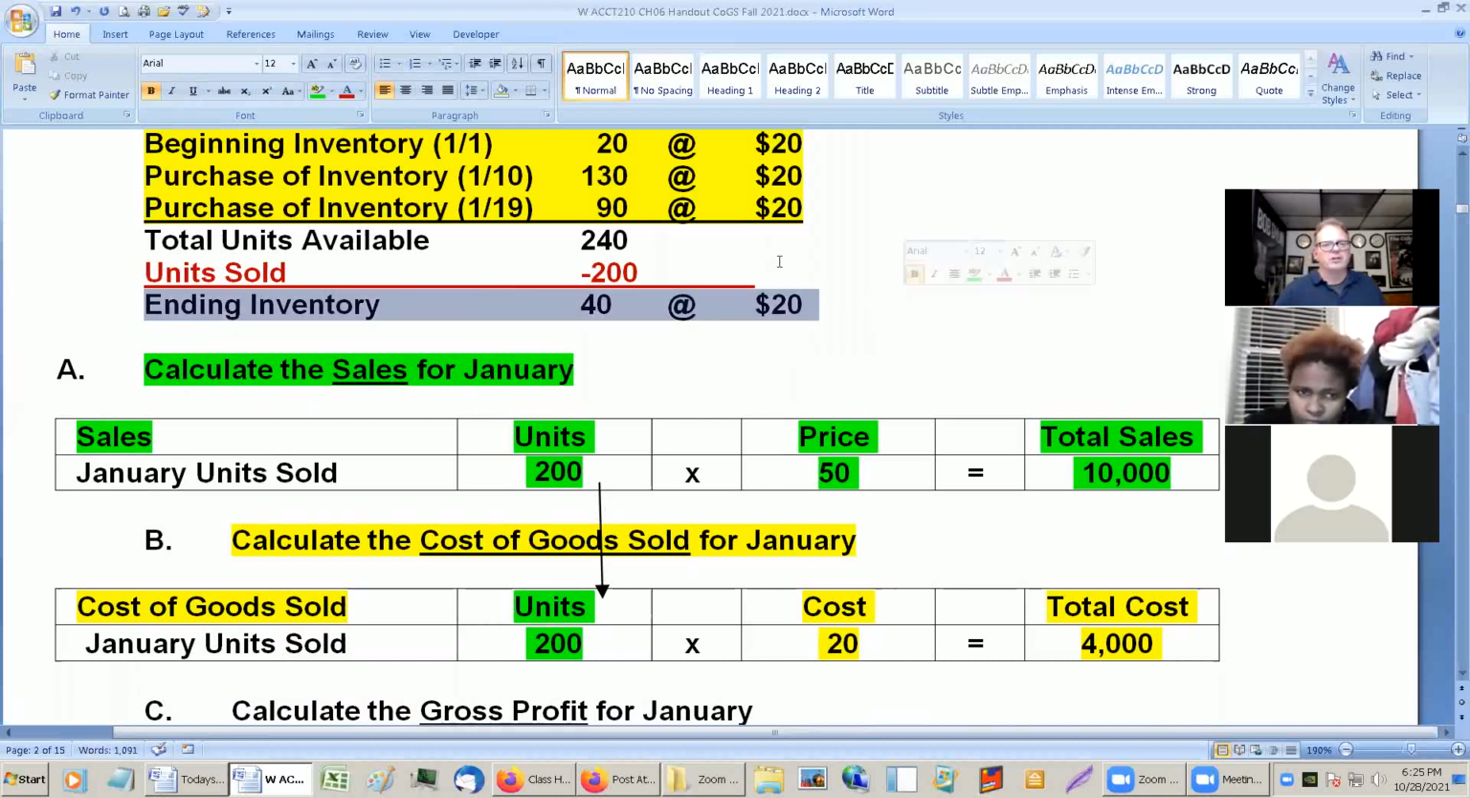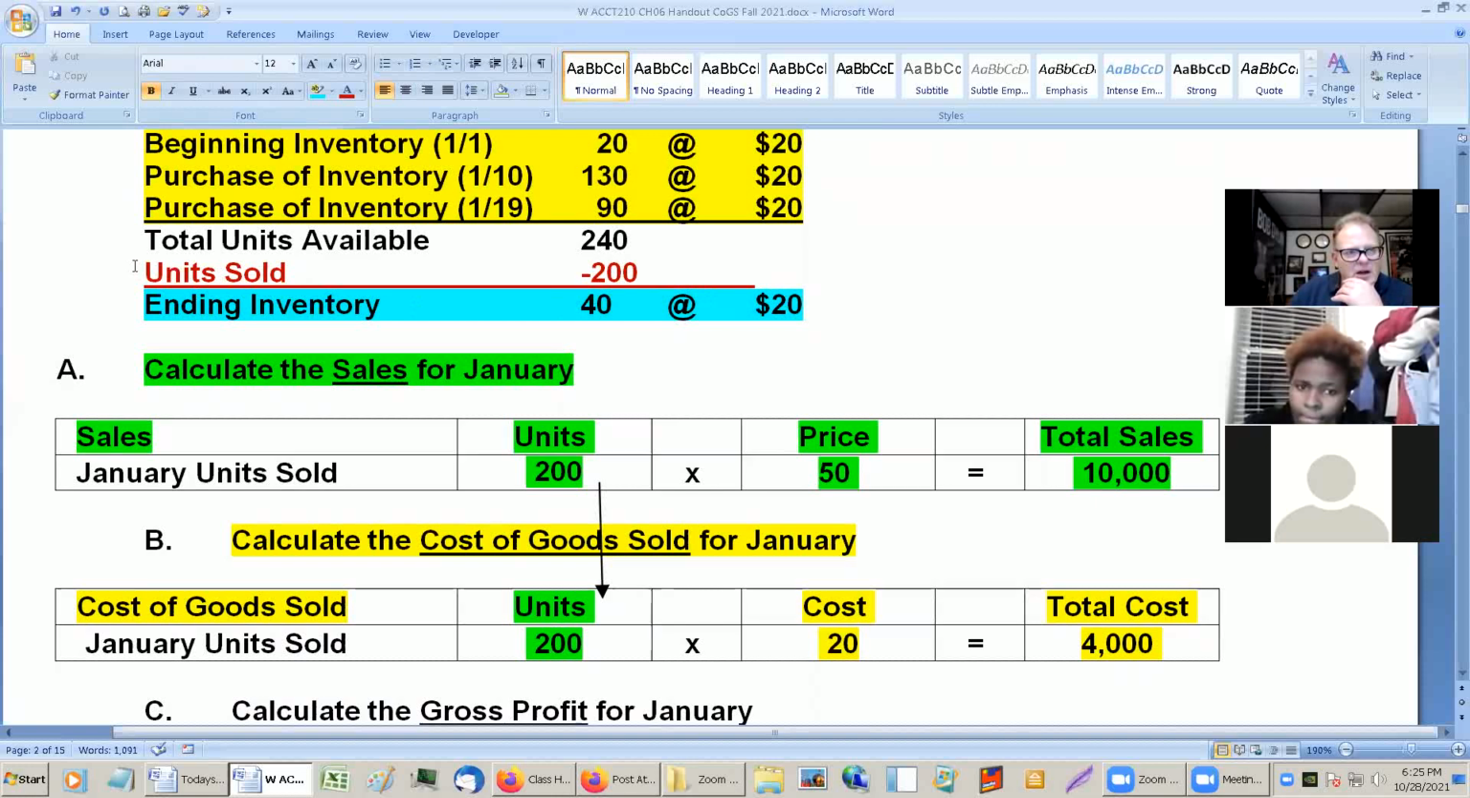I'm going to make that turquoise just to separate it out. So this is the ending inventory in January. So when we start February, this will be the beginning inventory. This is what was left over at the end of January. So the next day it'll be that.